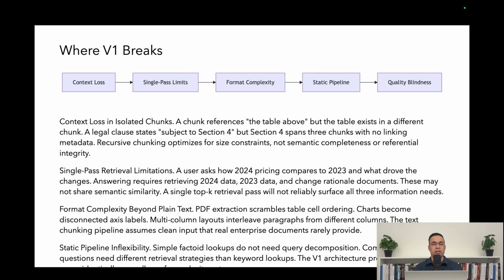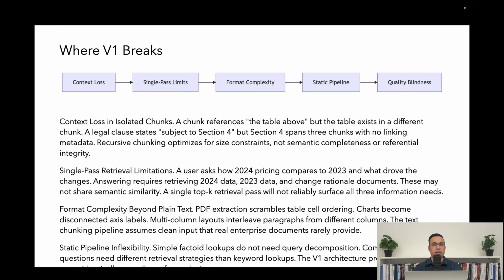The second failure category is single-pass retrieval limitations. A query like, for example, how does 2024 pricing compare to 2023 and what drove the changes? This query will actually require 3 distinct pieces of information that may not share semantic similarity. A single top-K retrieval pass cannot reliably surface all of them.